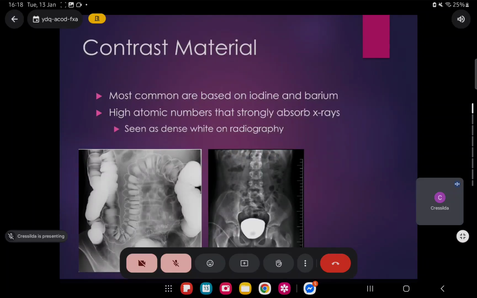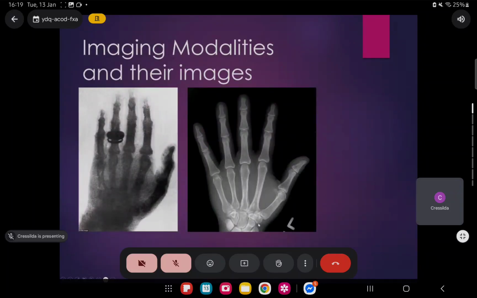So you can see here for a barium enema, we can see the large bowel and the rectum. Here, this is a VCUG, a voiding cystourethrogram. So we put contrast through an FBC and we fill the urinary bladder. If you're familiar with the image on your left, this is the very first X-ray image that was produced. And then this is the present day X-ray image.